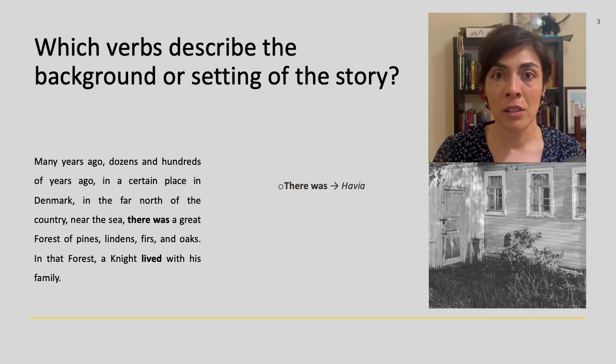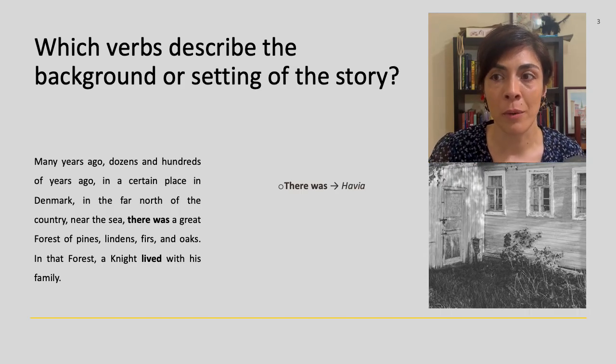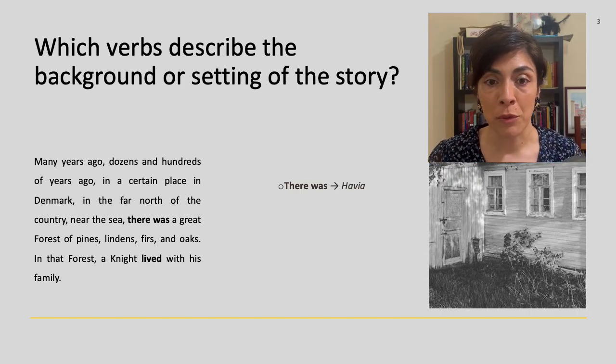Think about even the idea of a forest. It takes some time to grow. Okay, so there was a great forest of all those types of trees. Think again about the introduction. Many years ago, we are precisely in storytelling. We have no clue when is many years ago. So this is a cliched, typical scenario for the imperfeito.